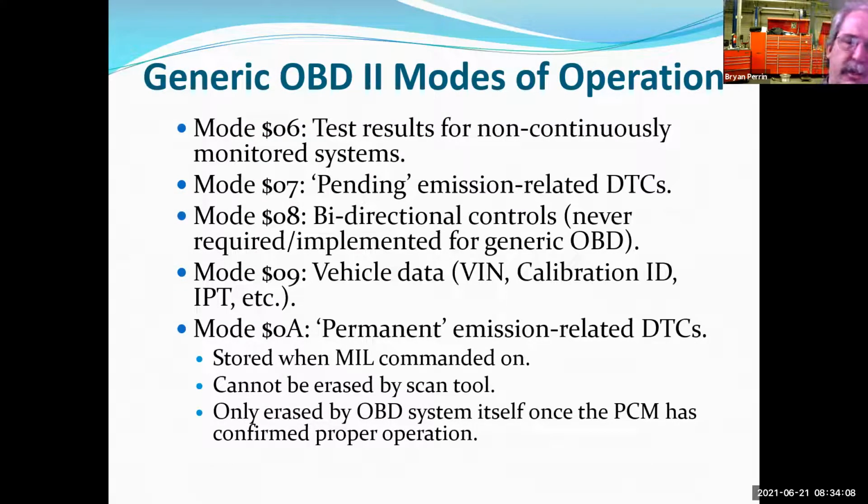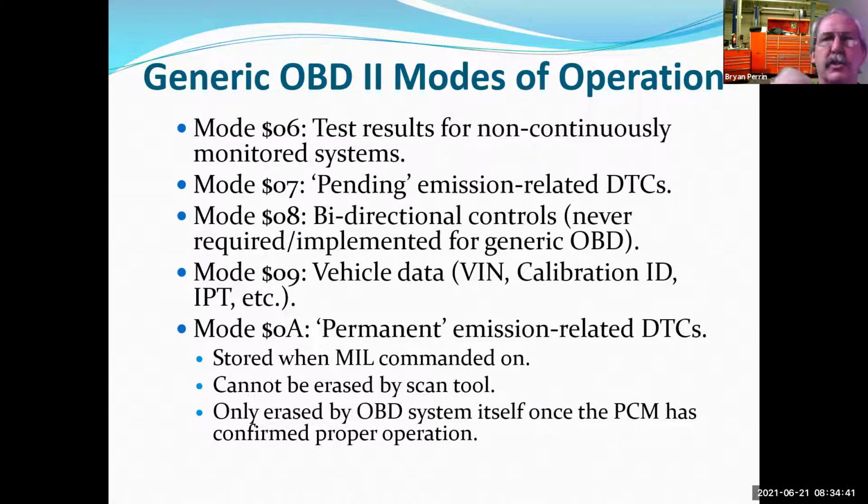So mode 6. Mode 6 is the test results for my non-continuously monitored system. So I have 2 types of systems that are monitored. One is continuously monitoring for opens and shorts. Am I electrically connected? So we have many circuits and many systems that are continuously monitored for opens or shorts. I'm kind of continuously monitoring for misfires, and I'm continuously monitoring if my fuel control system's not working correctly.